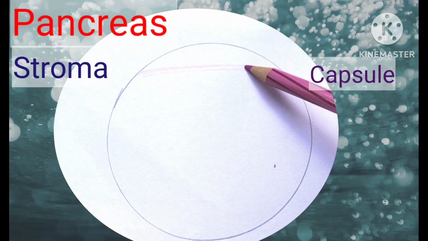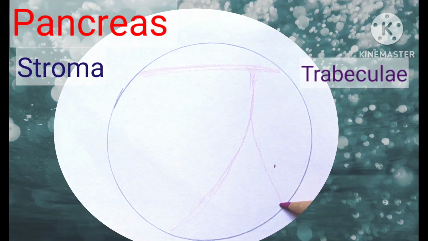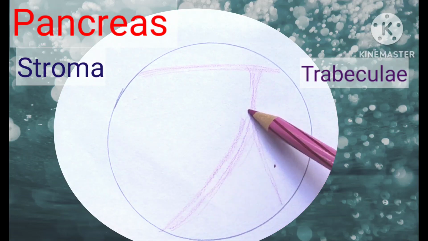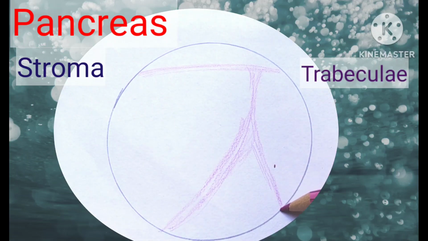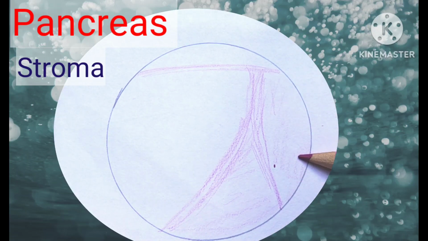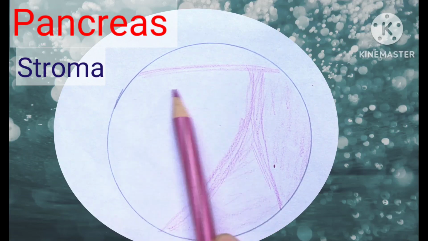Today we are going to discuss the histology of the pancreas. The pancreas is both an exocrine and endocrine gland, and it is covered by a thin connective tissue stroma called the capsule. That connective tissue extends inside the gland and divides it into numerous lobules. So it has both exocrine and endocrine parts.